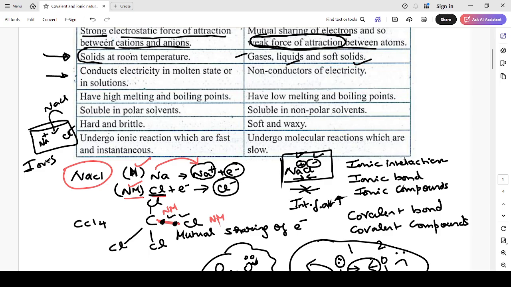But in tap water, you have so many ions, Na+, Mg2+, Ca2+, so many are there. So they will conduct electricity.